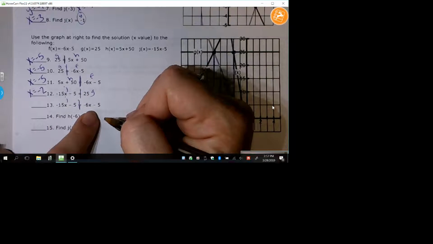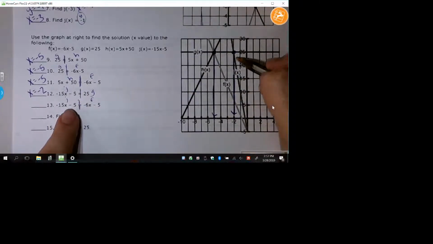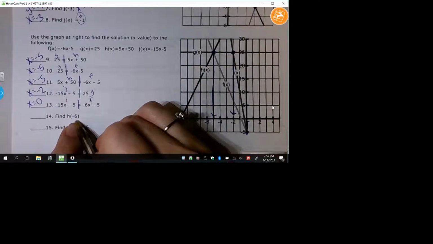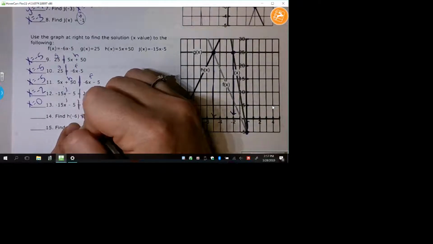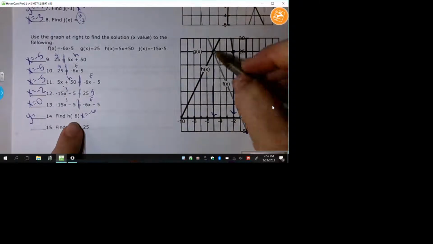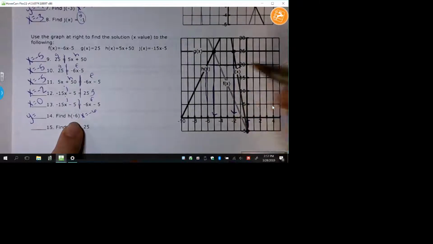J and F touch down here, which is at x equals 0. Now again, this one's different, like number 7. It's inside my parentheses. This is telling me x equals negative 6, so I'm looking for y. So h of negative 6 is here. That's at a height of 20.